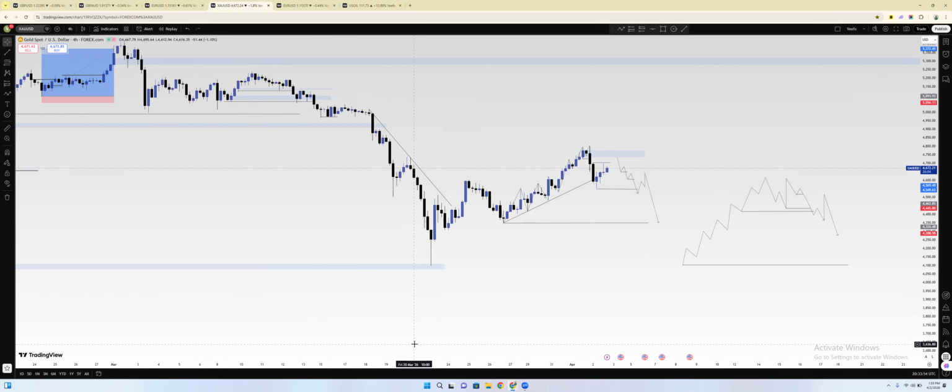Now, the liquidity that we use to enter the market is what we call the inducement liquidity. Now, what does inducement liquidity mean? An inducement liquidity is the first valid pullback. It is a pullback. It is the first valid pullback after a market structure shift or a double break of structure.